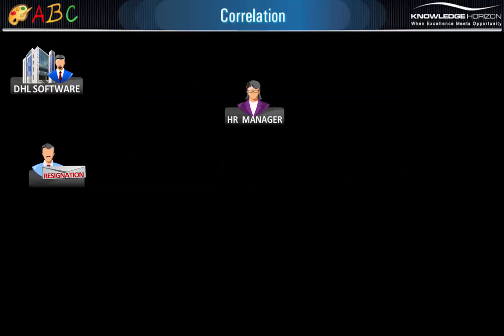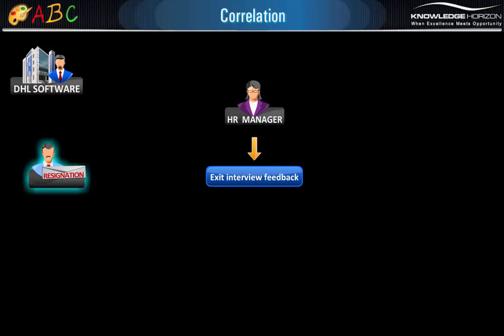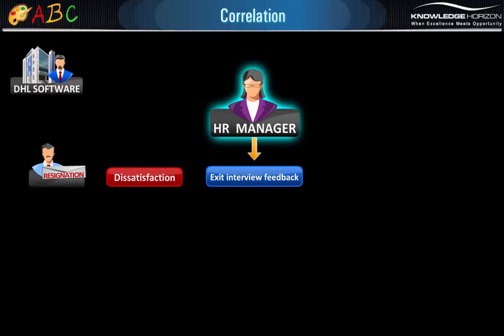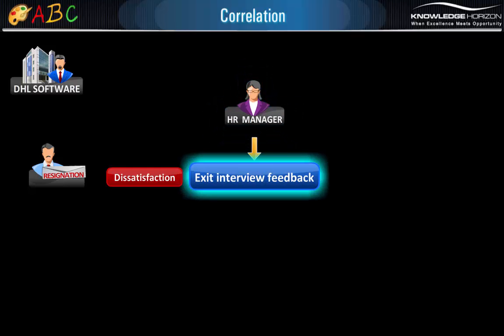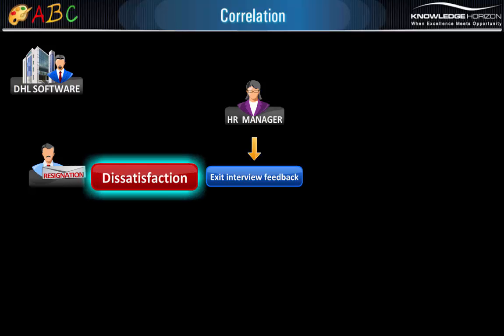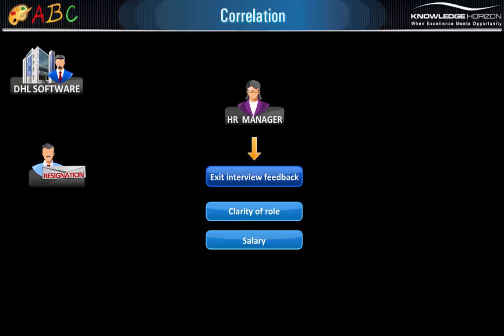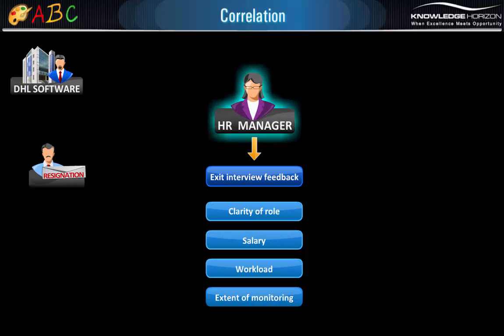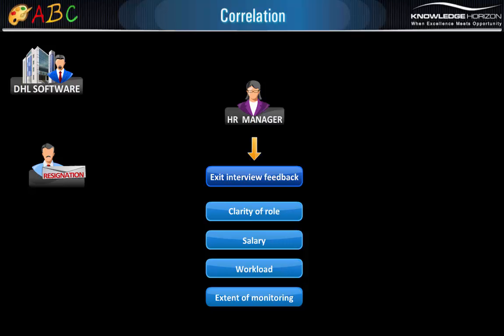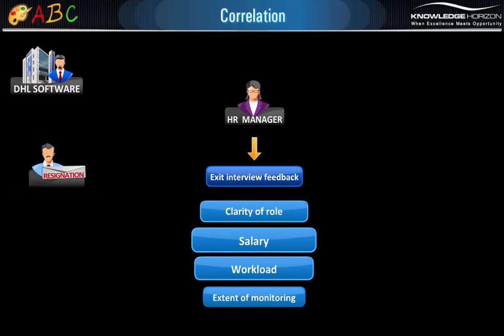The HR manager suggests collecting a feedback survey during the exit interviews of employees who resign. The correlation technique will help us in identifying the factors responsible for employee dissatisfaction. The HR manager identifies four factors from the exit interview feedback surveys which may be the causes of dissatisfaction. These were lack of clarity of role, lower salary than industry standards, high workloads, and high level of monitoring. The HR manager wants to find out the level of satisfaction of the employees for each of these factors.